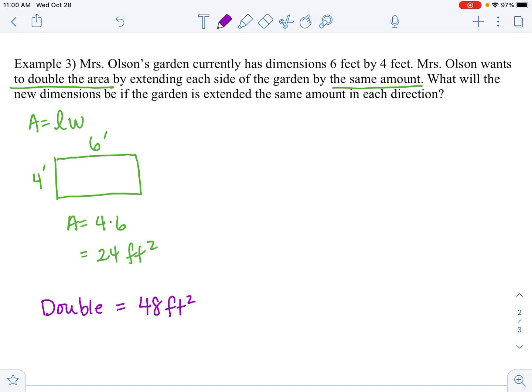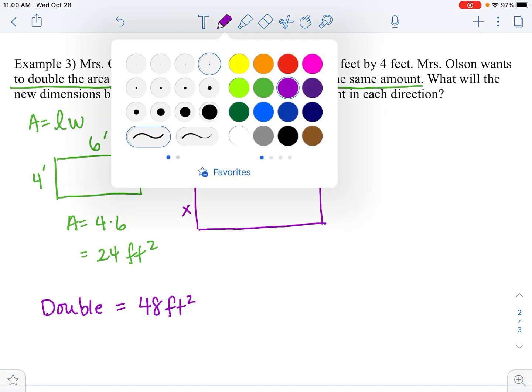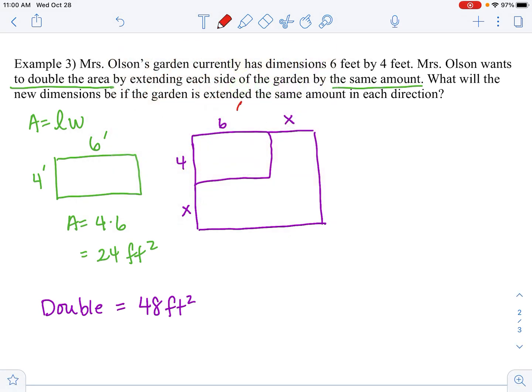All right, let's also sketch a diagram with the new dimensions being added. So the original was 4 by 6, and we're extending it by the same amount. I'm going to call that amount x. So I'm extending each dimension by the same amount x. This is what our new garden looks like. The new dimensions here are 6 plus x, and over here 4 plus x.